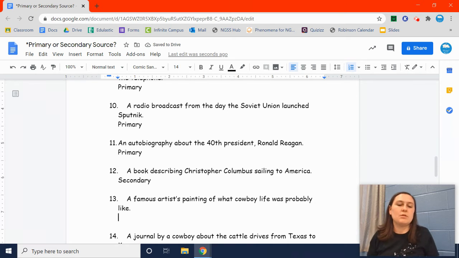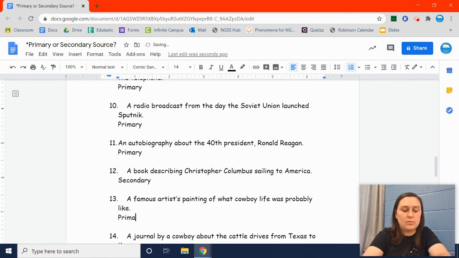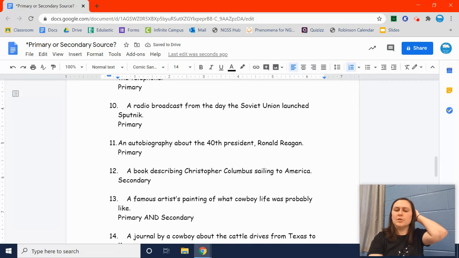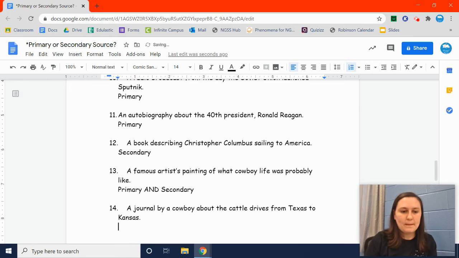Number 13, a famous artist's painting of what cowboy life was probably like. This is a tricky one. The painting itself is a primary source because it is from that famous artist, but the story behind that painting is a secondary source because it's what cowboy life was probably like. So that is a tricky one. I would say that could be either one, primary or secondary. Well, we'll say primary and secondary on that one. I'm not going to test you on stuff like that. That's confusing. Don't worry about it.